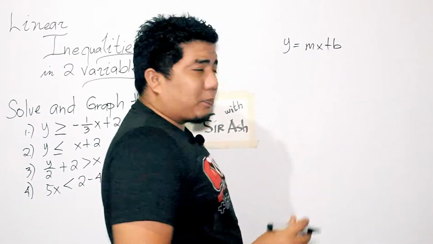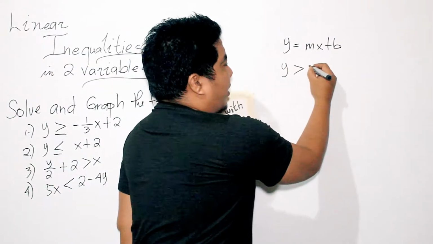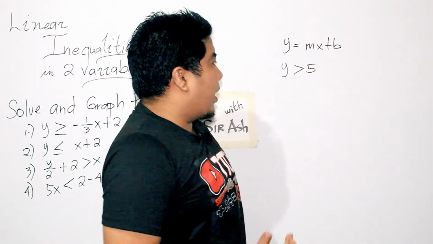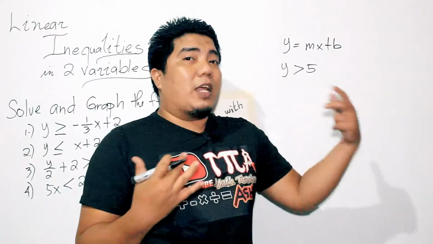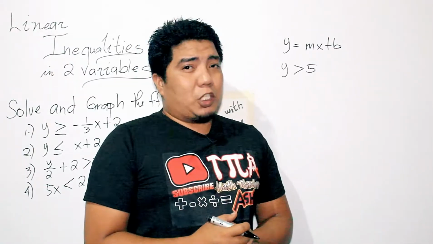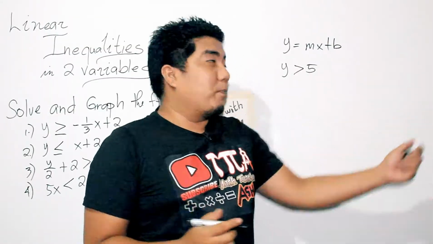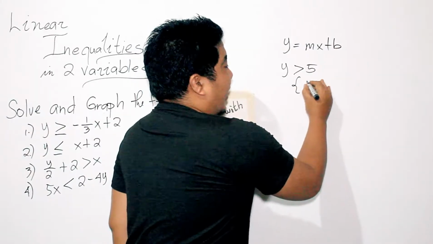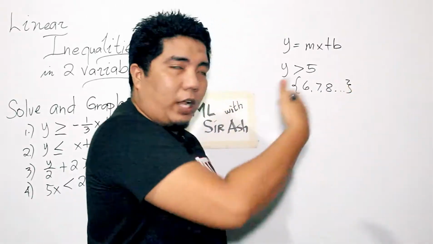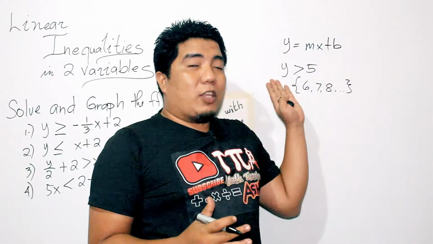Now, as you can see, if you could remember this expression, y is greater than 5. What does this mean? It means that we are talking about the value of y being greater than 5. So, what are numbers greater than 5? If we are talking about integers, that would be 6, 7, 8, 9, and so on and so forth. So, the solution set for this one is 6, 7, 8, and an ellipsis, or a positive infinity. Okay? That is basically the value of y.